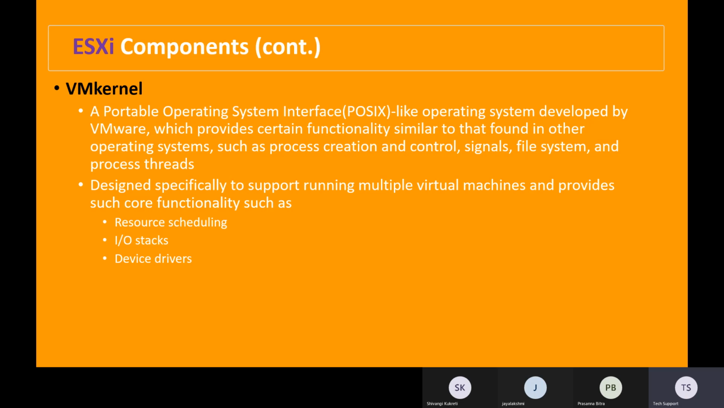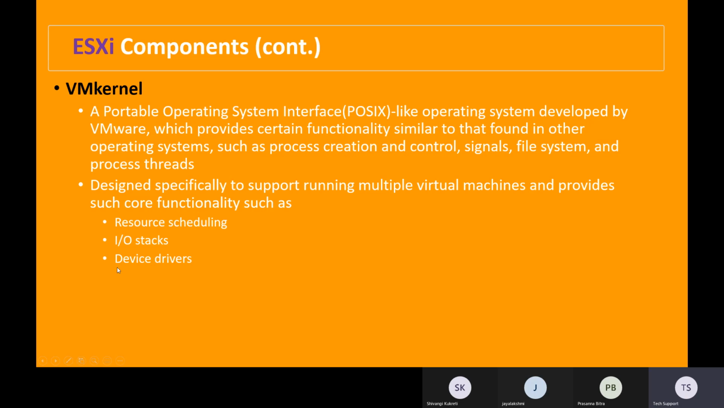The core component of ESXi is the VM kernel. The beauty of the VM kernel is it allows you to run multiple virtual machines, and provides core functionality such as resource scheduling. Resource, we discussed in yesterday's class, means scheduling for CPU, memory, disk, and NIC, network interface card. And IO stacks means input output stacks and device drivers. It will provide all the device drivers as well.